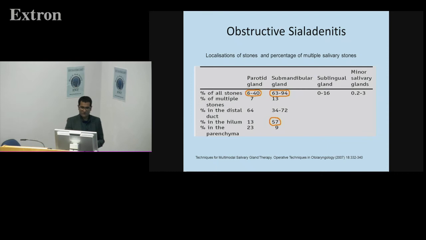And the majority of the stones, as you suspect, are in the submandibular gland, and that's partly because the calcium content is higher. You have to work against gravity to secrete the saliva, and also you've got a slight kink as the duct bends around the mylohyoid. So for those reasons, we'll probably see more in the submandibular gland, and just over 50% are in the hilum itself.